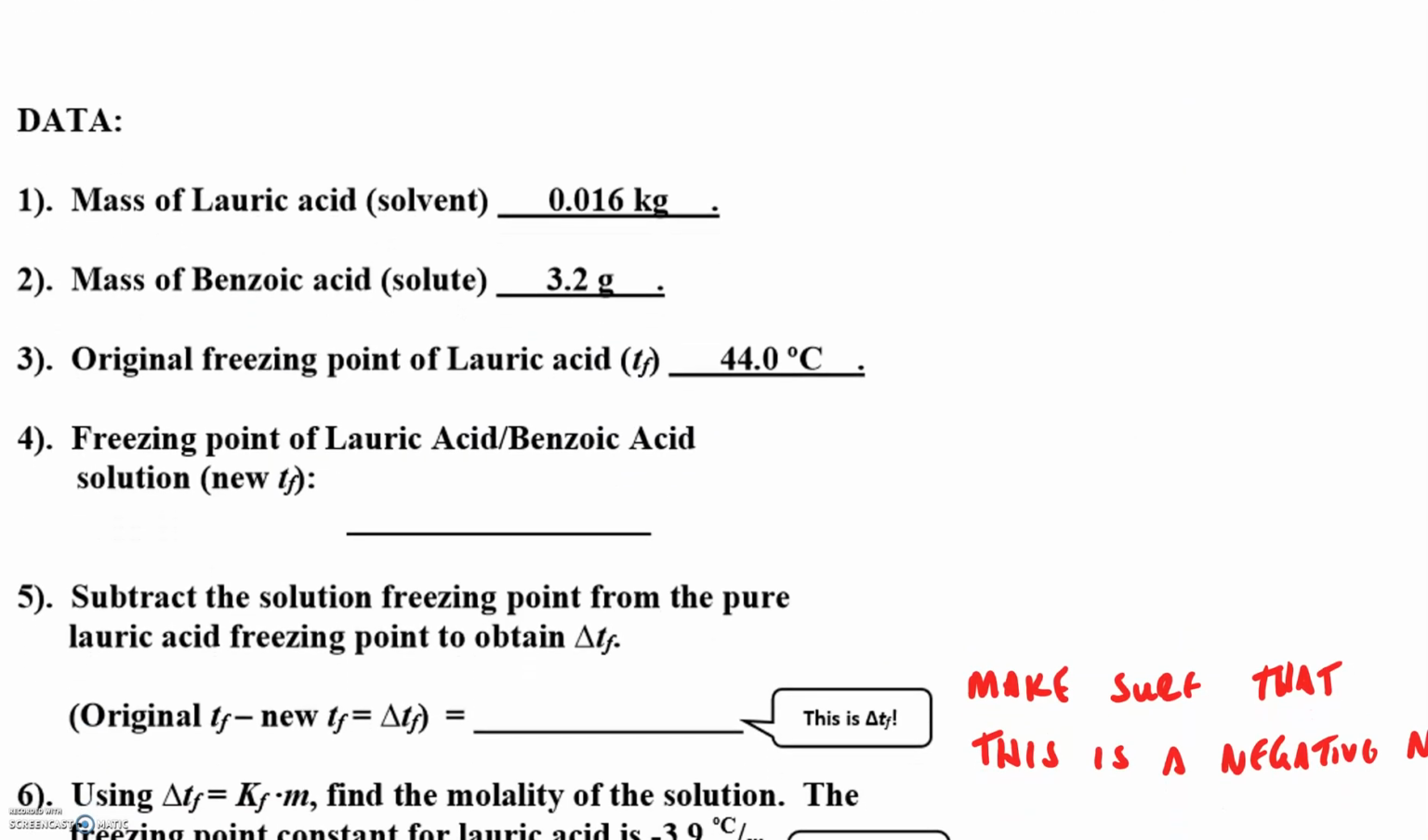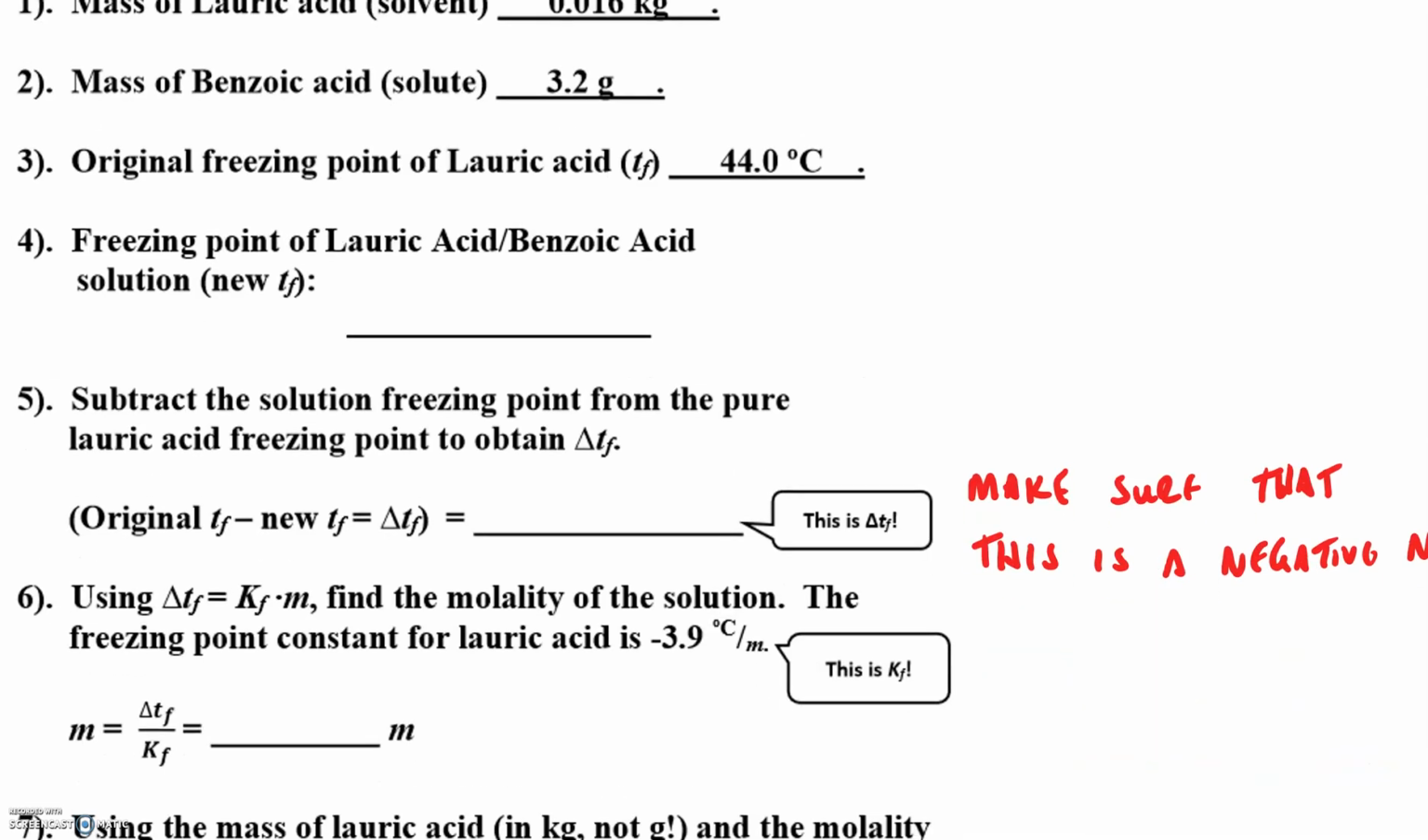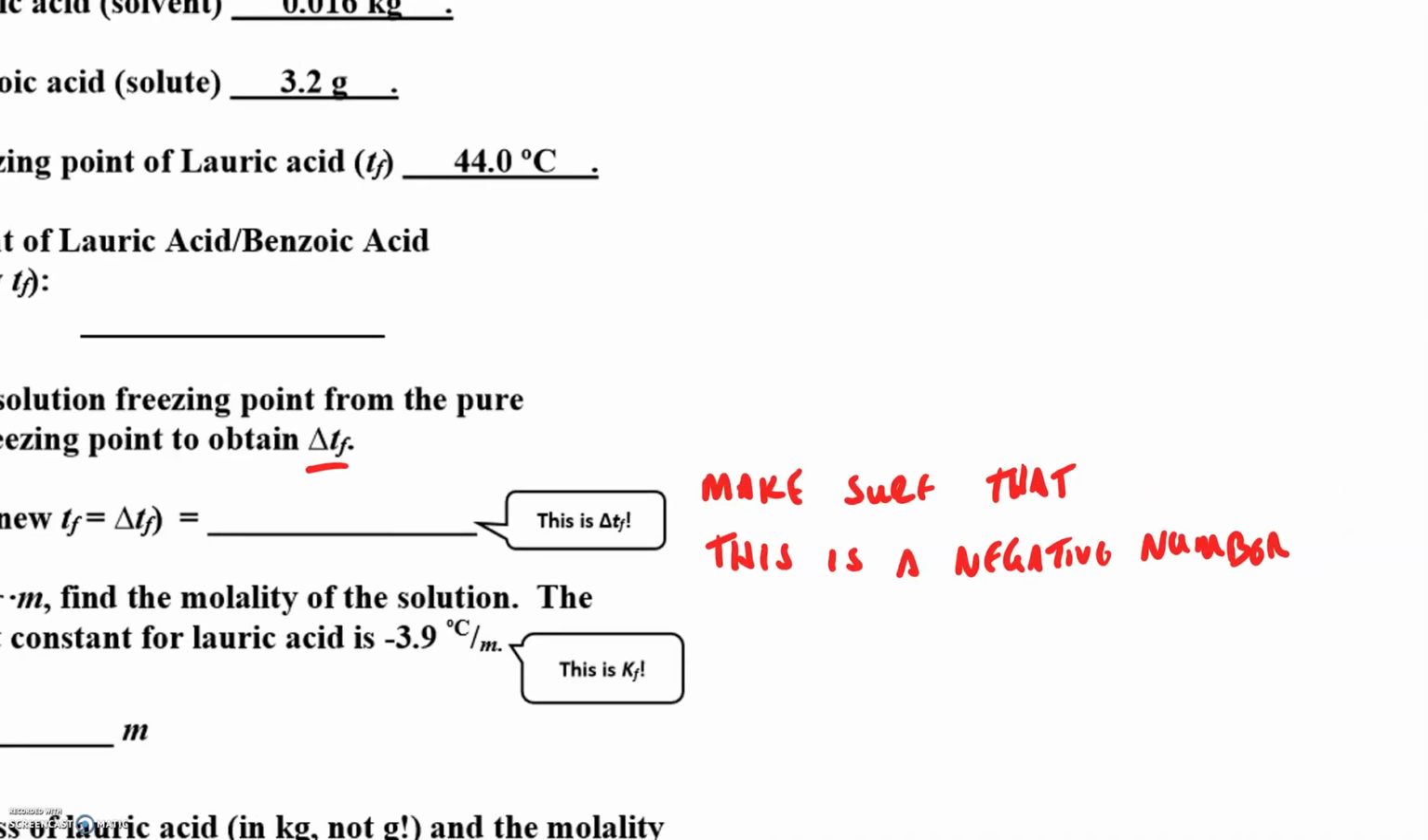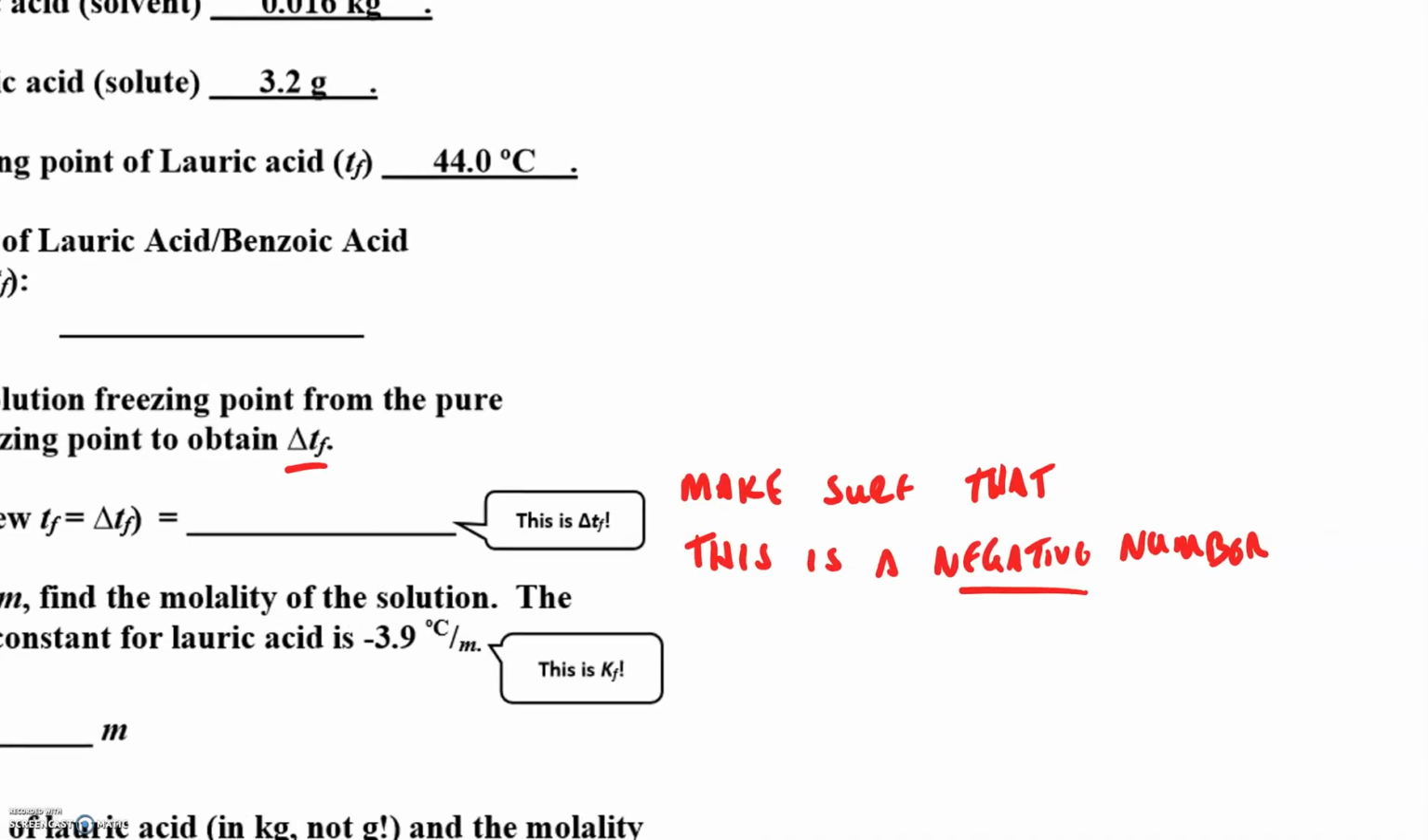We know our solvent is lauric acid, and here is the mass of our solvent, 0.016 kilograms. We know that we have added 3.2 grams of benzoic acid, and that the original freezing point of lauric acid was 44 degrees Celsius. What I'd like you to do is record what you think is the new freezing point here, and then you're going to subtract the new freezing point from the pure freezing point to obtain the delta TF. That's going to go here, and you want to make sure that this is a negative number because we have depressed the freezing point.